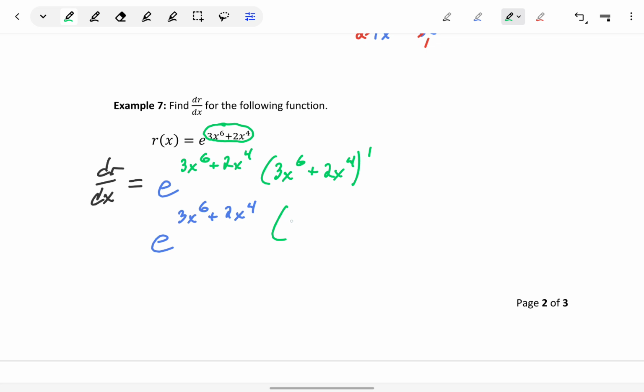And the derivative of that interior function will be 18x to the 5th plus 8x to the 3rd.